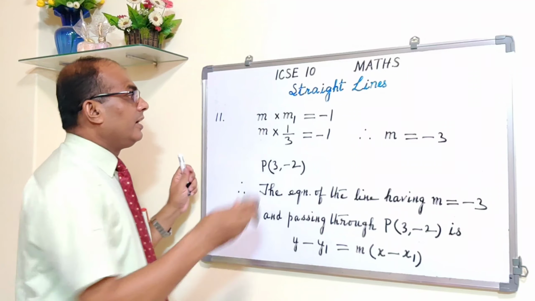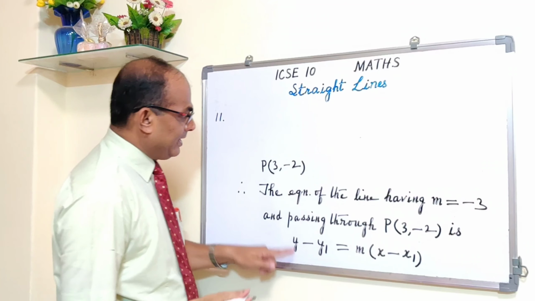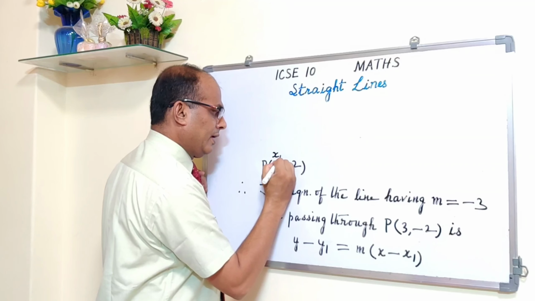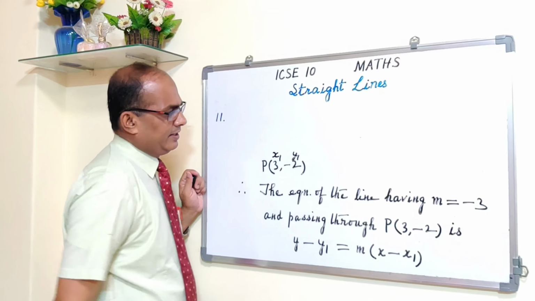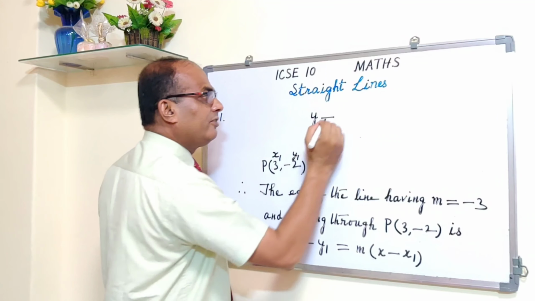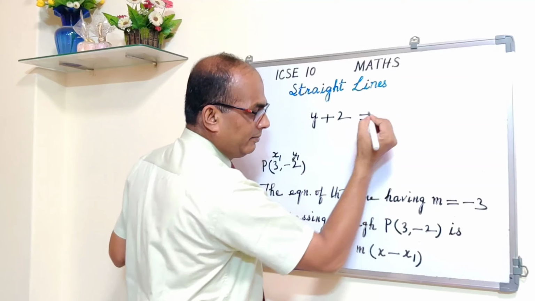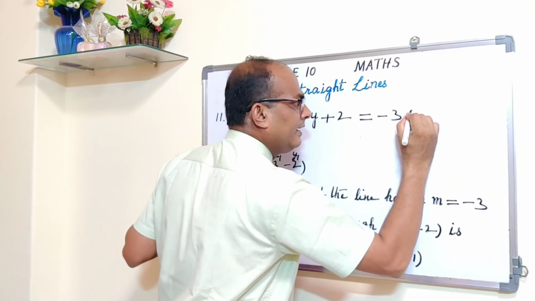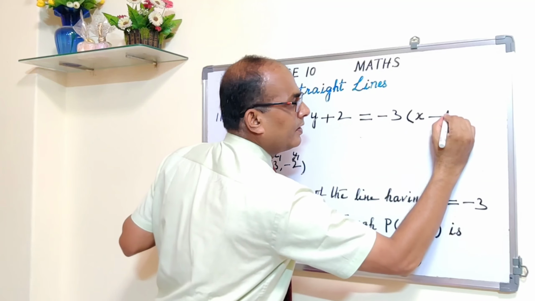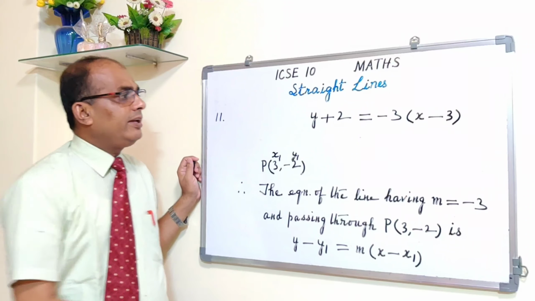So I'm rubbing this and then I'll substitute the values. You can write down x1, y1. This is x1 and this is y1. So y minus y1 is y minus of minus 2, then it will become plus 2. y plus 2 is equal to m, m is how much? Minus 3, and then x minus x1, x1 is 3. Is that fine? Now simplify this and get the result.